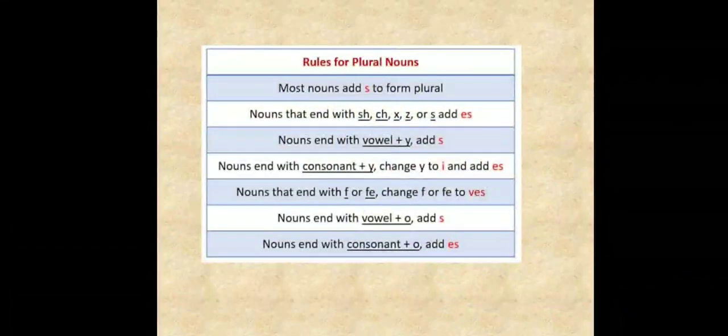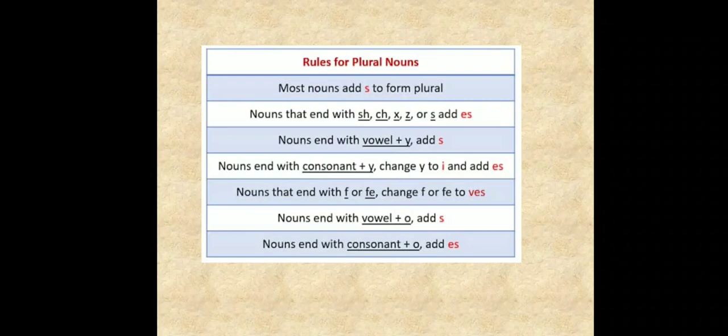First rule is very easy and very straight. With almost all the nouns, we add an S to form the plural. Now, the second one is, whenever we see words ending with SH, CH, X, Z or S, we add an ES to it. For example, brush becomes brushes, church becomes churches, box becomes boxes. Whenever we see words ending with Z or X or S, we add ES to it.